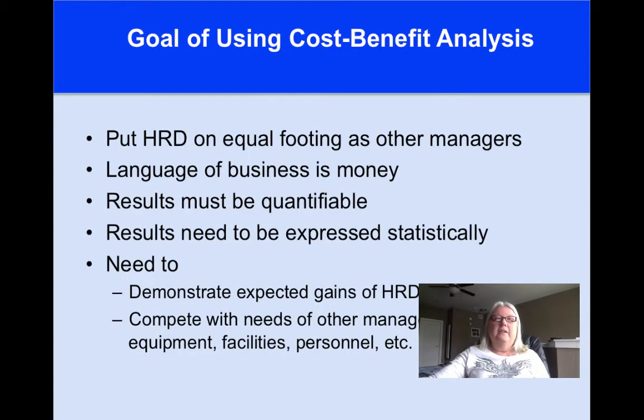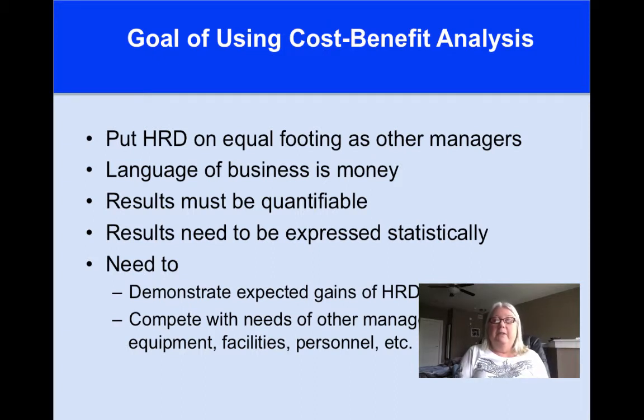So the goals of conducting a cost-benefit analysis is to put HRD on equal footing as other managers. I think HRD can be an area where sometimes it's questionable what they're doing, is that really contributing to the bottom line? Are we seeing some impact? So it helps do that.